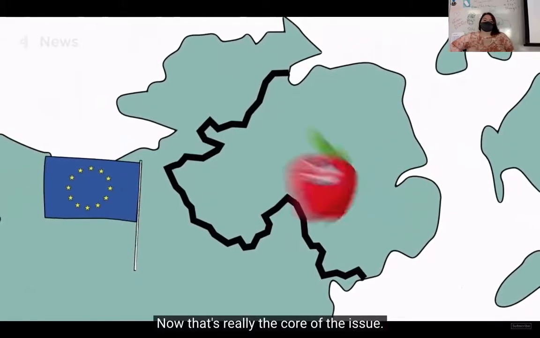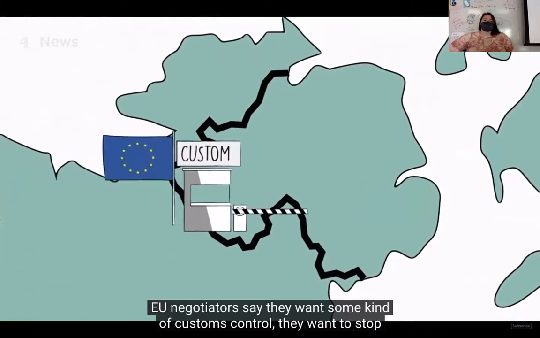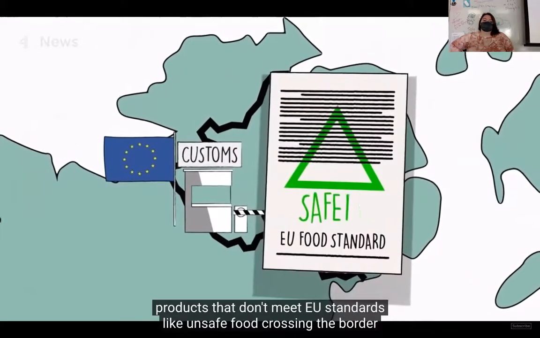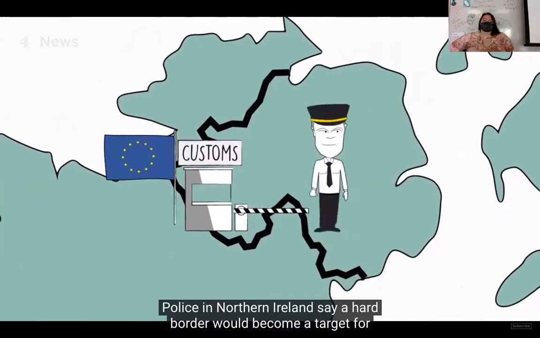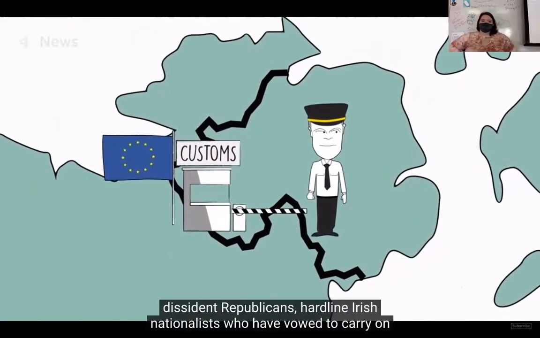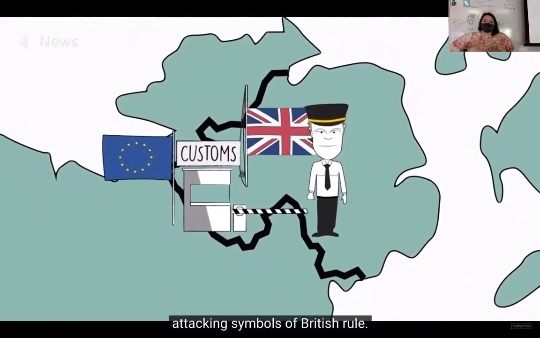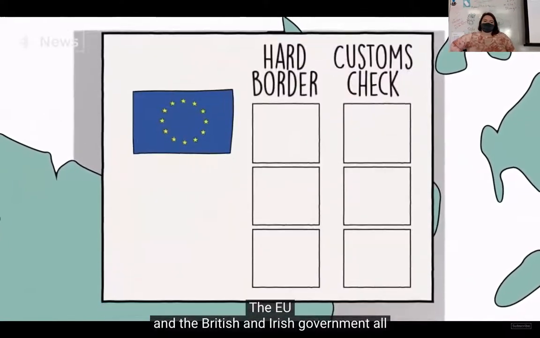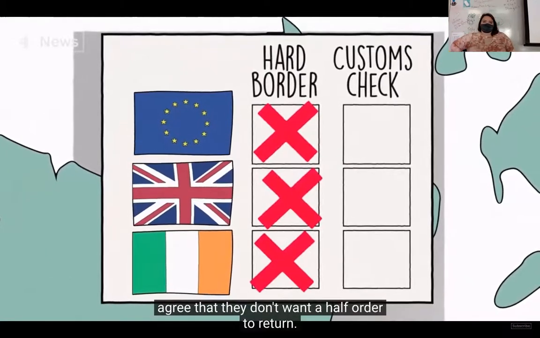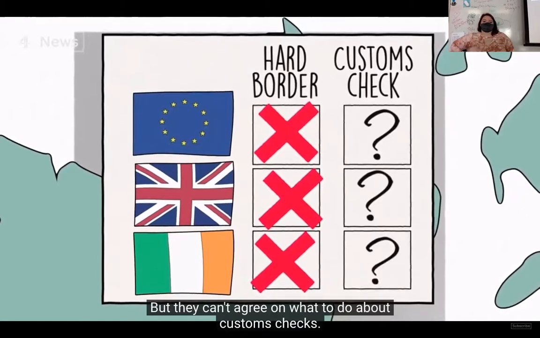Now, that's really the core of the issue. EU negotiators say they want some kind of customs control. They want to stop products that don't meet EU standards, like unsafe food, crossing the border. Police in Northern Ireland say a hard border would become a target for dissident Republicans, hardline Irish nationalists who have vowed to carry on attacking symbols of British rule. The EU and the British and Irish governments all agree that they don't want a hard border to return. They can't agree on what to do about customs checks.